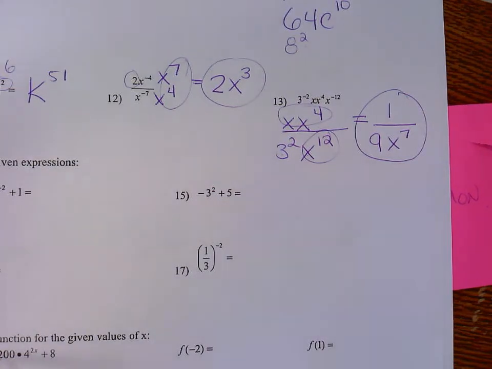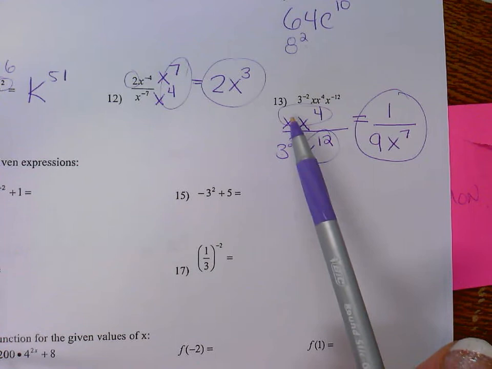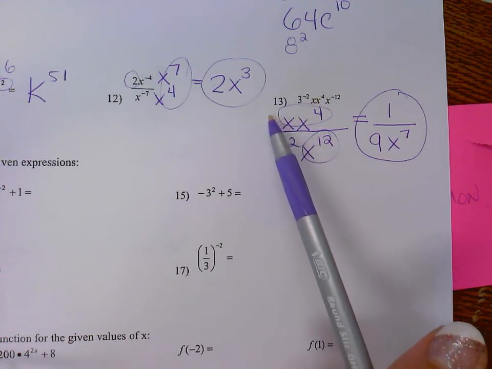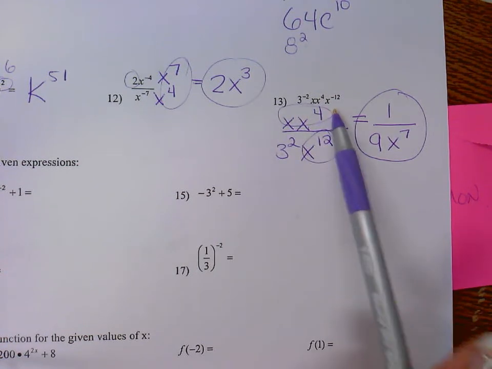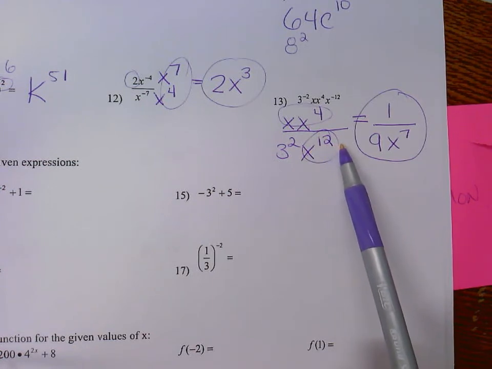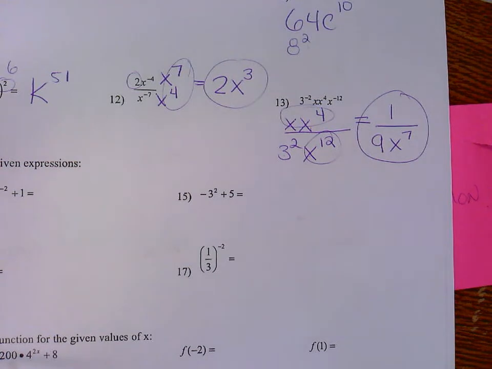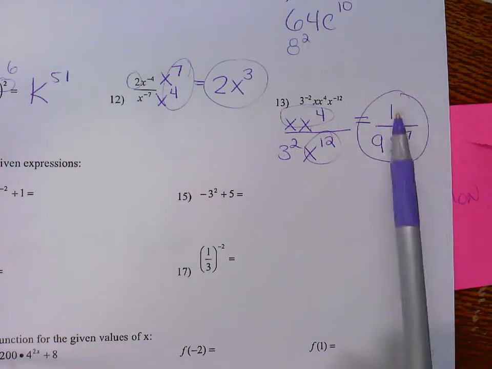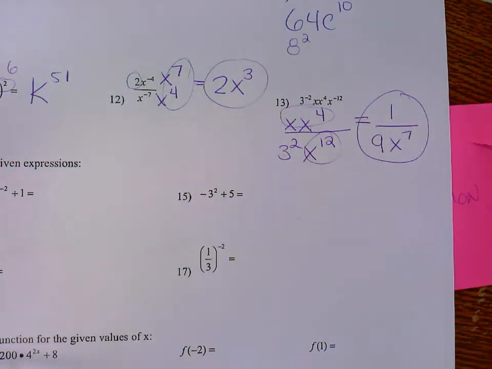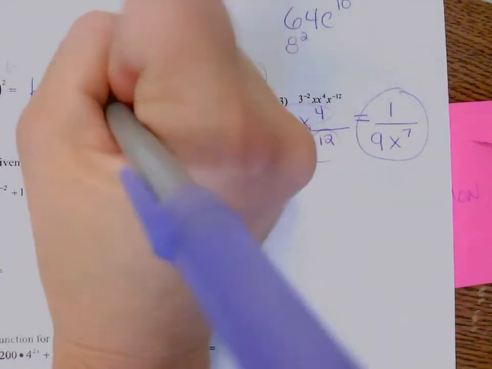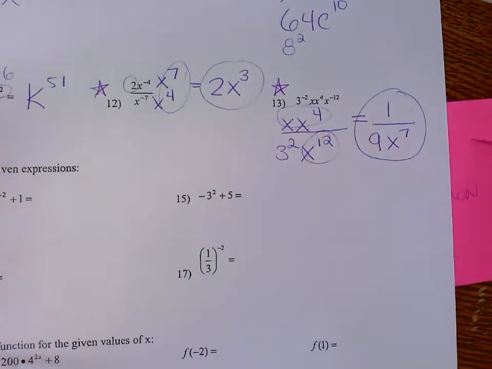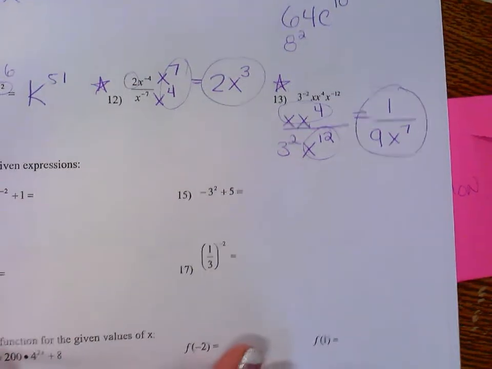Does that make sense? If I wrote this out using repeated multiplication, I would have x times x times x 5 times, and then x times x times x 12 times. 5 of them will cancel, and I'll have 7 of them left in the denominator. You need to have that 1 to have the correct answer. You can't just write 9x to the 7th. So 12 and 13 are pretty challenging. When you do the negative exponents on your homework, just do it one step at a time, very slowly, so you don't make the mistakes.